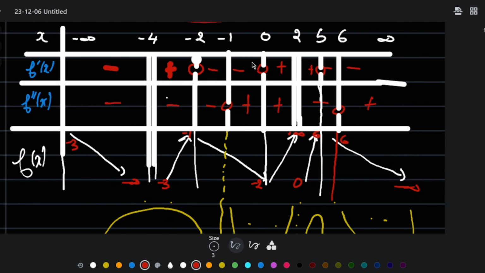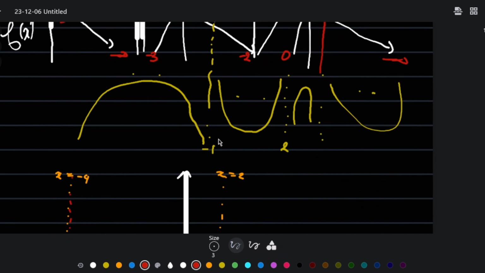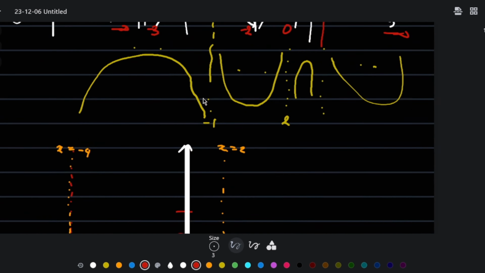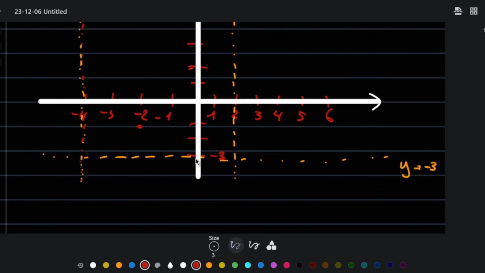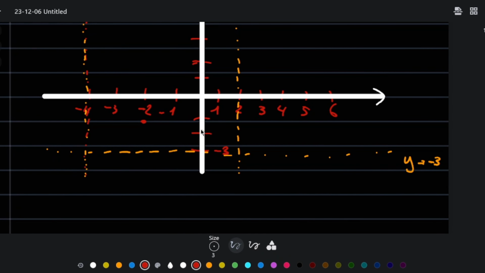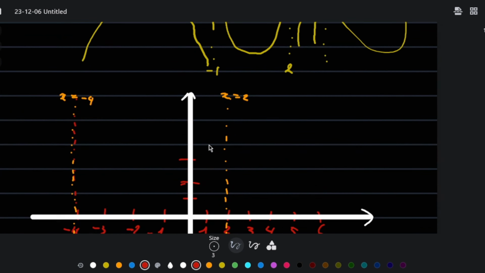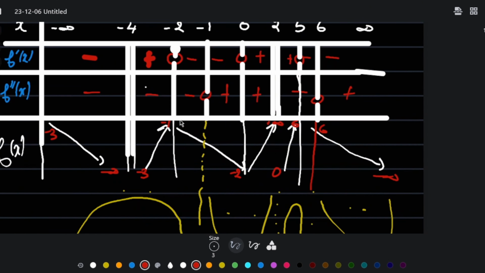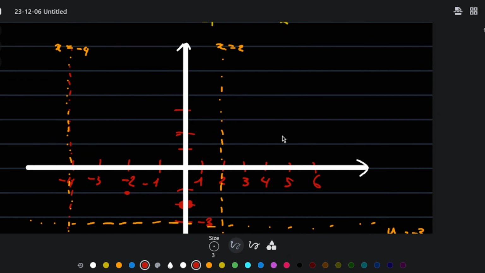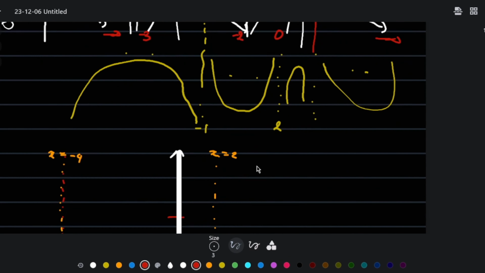The second point is 0, which is a minimum. So 0 is a minimum. What is the image of 0? It is -2. So -2 here. If you take -2, this point is a minimum. And finally, 5 is a maximum. So 5, what is the image of 5? It is 6.